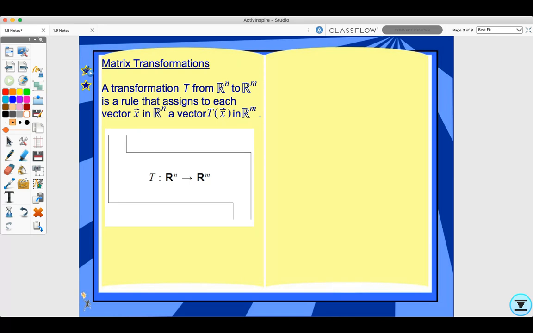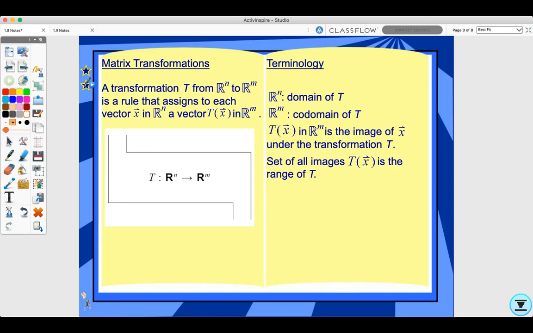Matrix transformations. A transformation T from Rn to Rm is a rule that assigns to each vector X in Rn a vector, the transformation of X, in Rm. So our terminology: Rn is the domain of T. Rm is the codomain of T. The transformation of X in Rm is the image of X under the transformation T. The set of all images T(X) is the range of T.